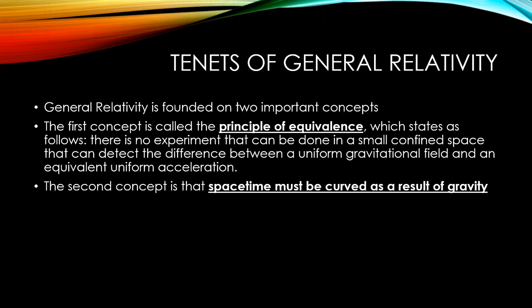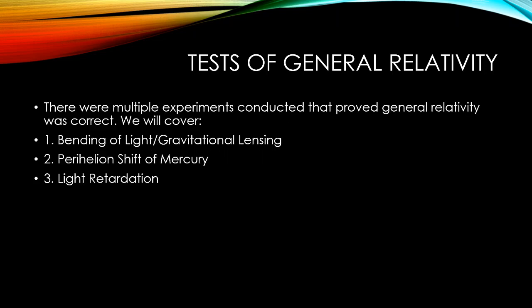So the tenets of general relativity, we know that it is founded on two important concepts: the principle of equivalence, which states as follows: there is no experiment that can be done in a small confined space that can detect the difference between a uniform gravitational field and an equivalent uniform acceleration. Then the second concept is that spacetime must be curved as a result of gravity.